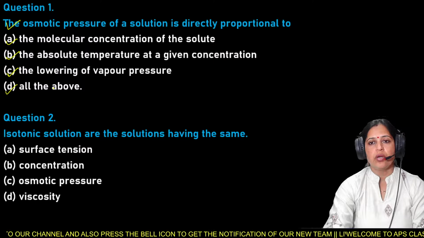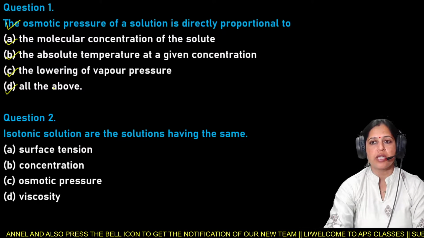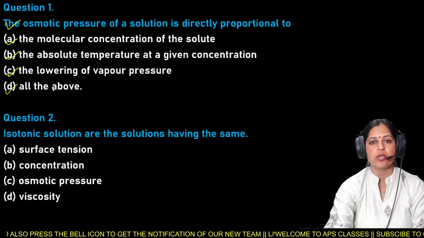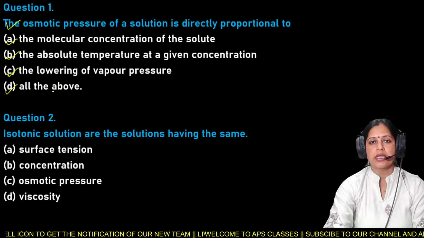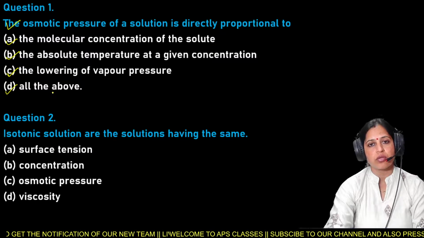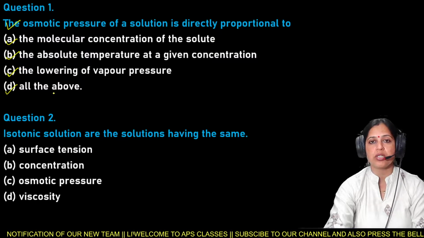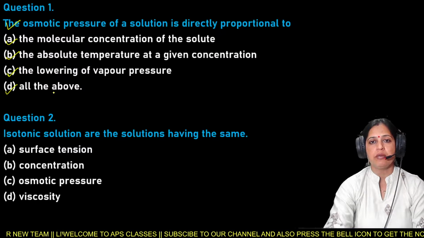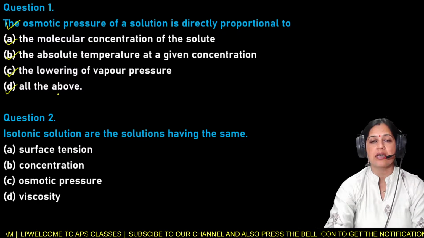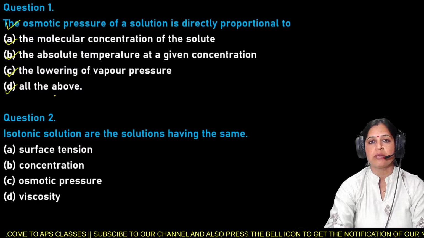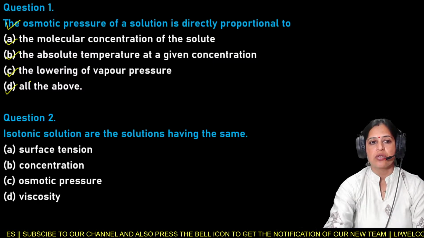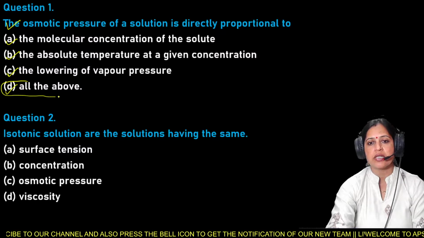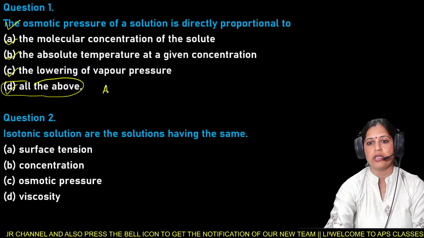Here, beta, you will find that the osmotic pressure of the solution is directly proportional to the molar concentration of the solute. Second, the absolute temperature at a given concentration, and third, the lowering of the vapor pressure. That means all these factors are responsible for the osmotic pressure, and it is directly proportional to all of them. So option D is the right answer for question number 1, that is, all of the above.